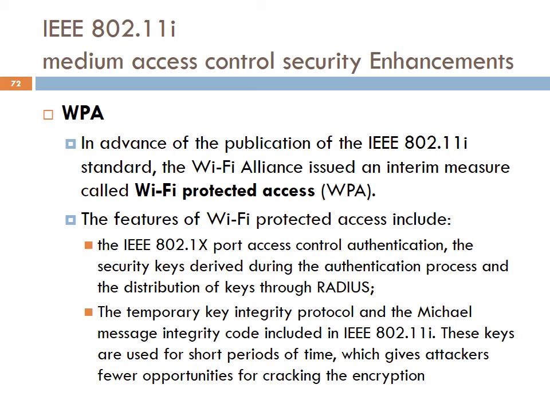In advance of the publication of the 802.11i standard, the Wi-Fi Alliance issued an interim measure called Wi-Fi Protected Access (WPA). The features of Wi-Fi Protected Access include 802.1x port access control authentication, the security keys derived during the authentication process, and the distribution of keys through RADIUS, the Temporary Key Integrity Protocol and the Message Integrity Code included in 802.11i. These keys are used for a short period of time, which gives attackers fewer opportunities for cracking the encryption.